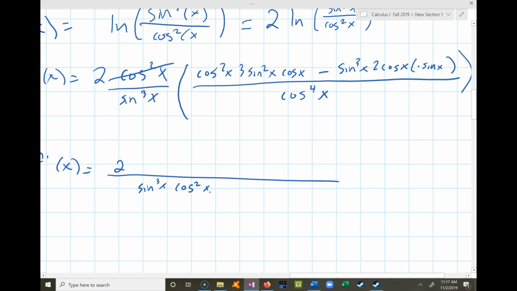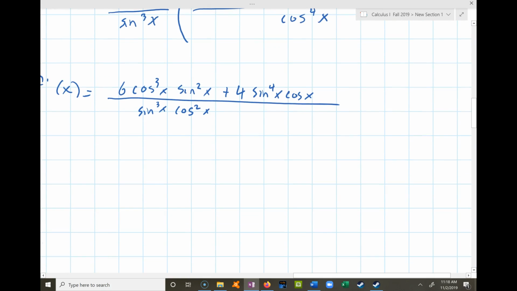Then on the inside here, I'm going to have what? Cosine to the 3rd x and sine squared. And that 3 will multiply by the 2 to give me a 6. Then I have that minus and that minus are going to turn this into a plus. And that 2 and that 2 will make this a 4. So then I end up with sine to the 4th power times cosine.